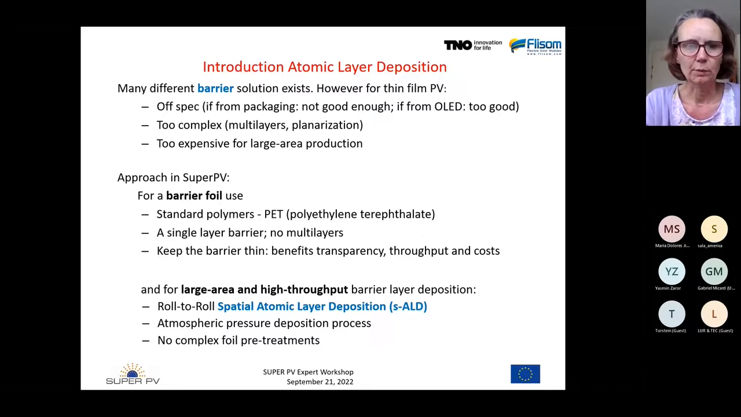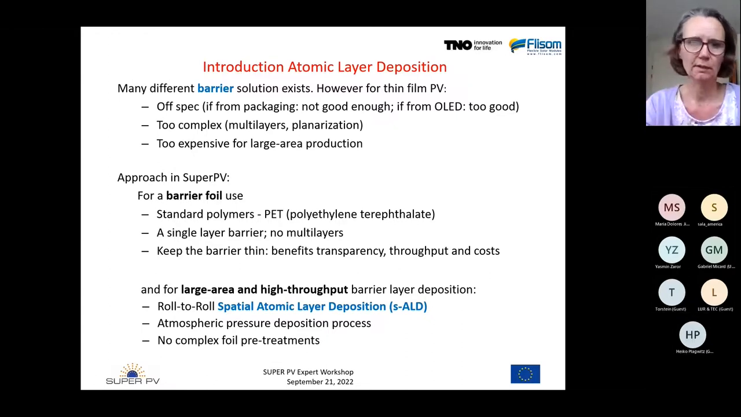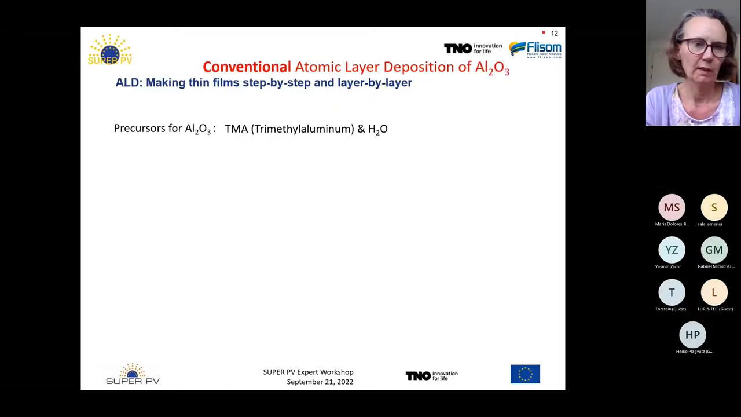The approach that we used in Super PV is for the barrier foil to use standard polymers, PET based, single layer barriers, so no multi layers, and keep the barrier thin, which is a benefit for the transparency, the throughputs, and the cost. And for upscaling reasons, or large area and high throughput deposition, we want to use roll-to-roll spatial ALD, atomic layer deposition, an atmospheric pressure deposition process, and no complex foil pretreatments. This can be realized with spatial ALD, but first let me explain to you conventional ALD.